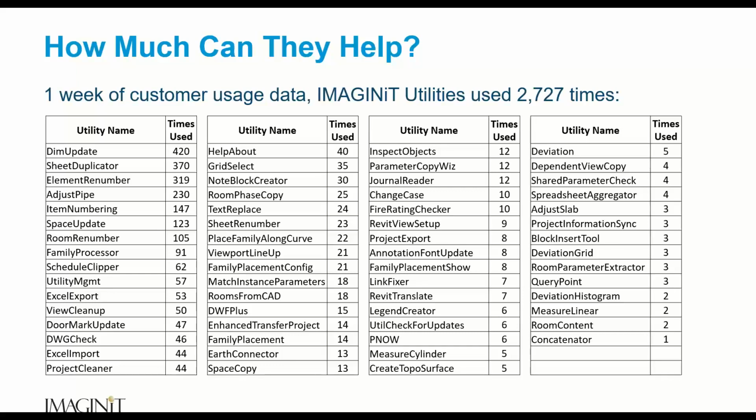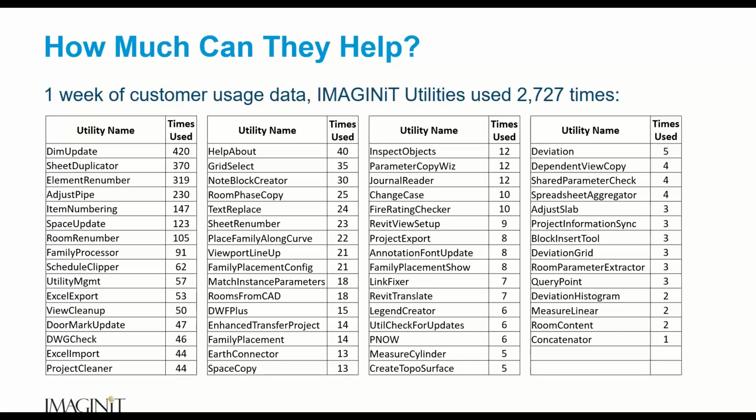Processing families in batch. The utility management is a tool that we can use to control which IMAGINiT utilities for Revit are showing up in our ribbon and which ones don't really matter to you. If you're architecture, you may not really care about some of the MEP things, or vice versa. So we can optimize what's showing up in that ribbon, because as we keep on adding more and more, again, over 50 different items, it gets pretty big.